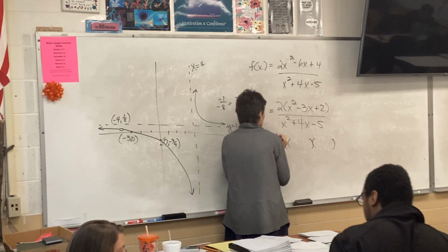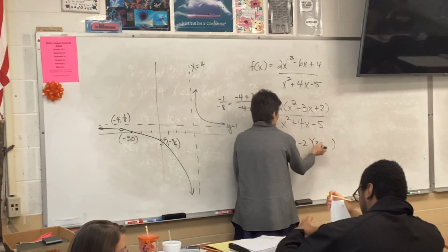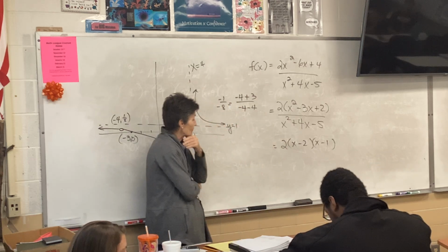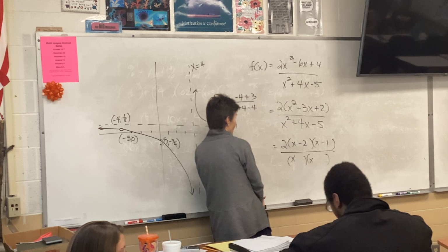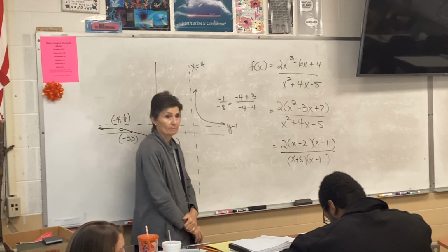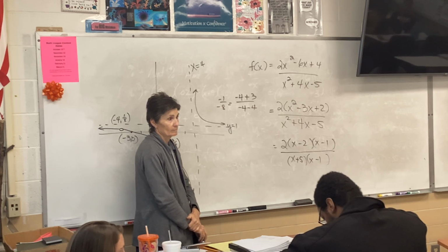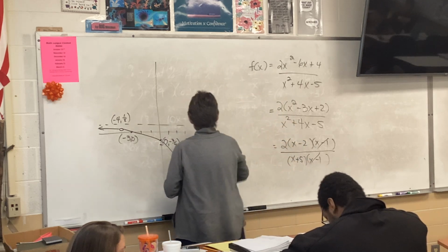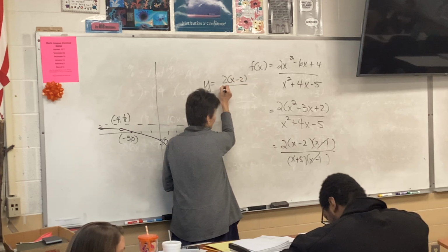And how does the top factor? Please keep the 2. Factor this. How does that factor? x minus 2, x minus 1. And how about the bottom? x plus 5, x minus 1. These will cancel. And now I know that I am going to actually graph 2x minus 2 over x plus 5.